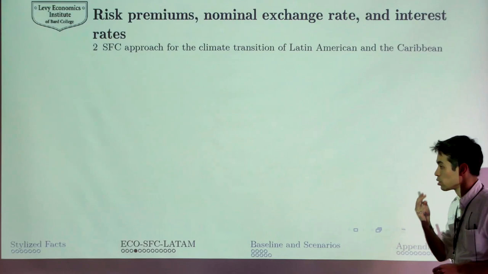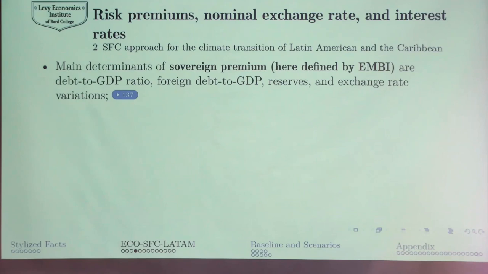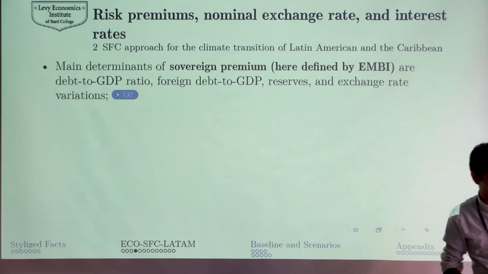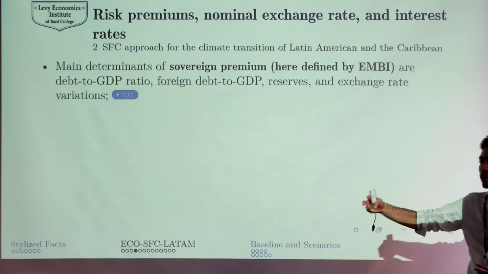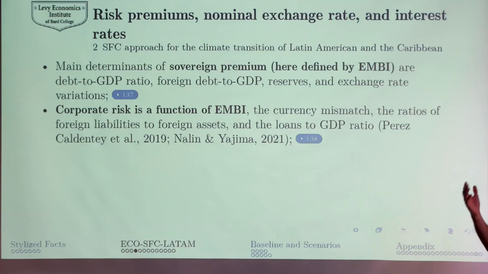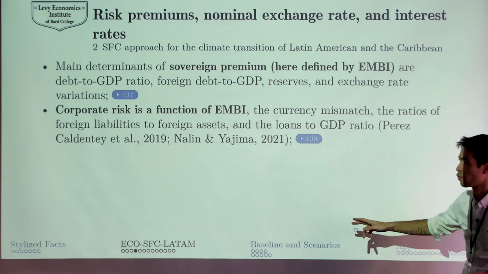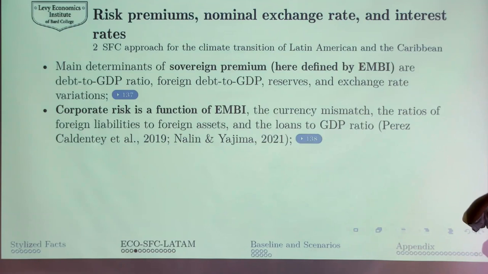So in our model, we take a different approach and try to follow those stylized facts. We make sure that these are the ones that lead the entire mechanism of the model. So we do have an endogenous mechanism to determine those premia, both at the government sector and at the corporate sector, which will be a function of indebtedness, foreign debt indebtedness, or several measures of this, both in terms of flows and in terms of stocks.